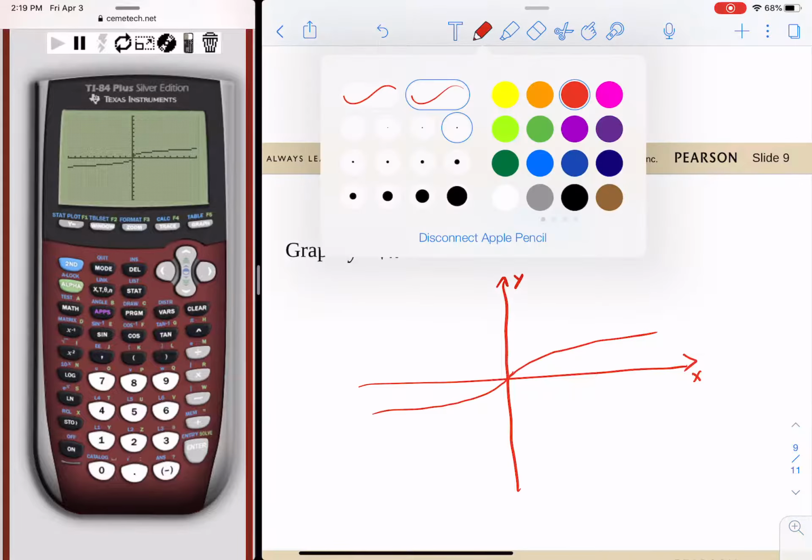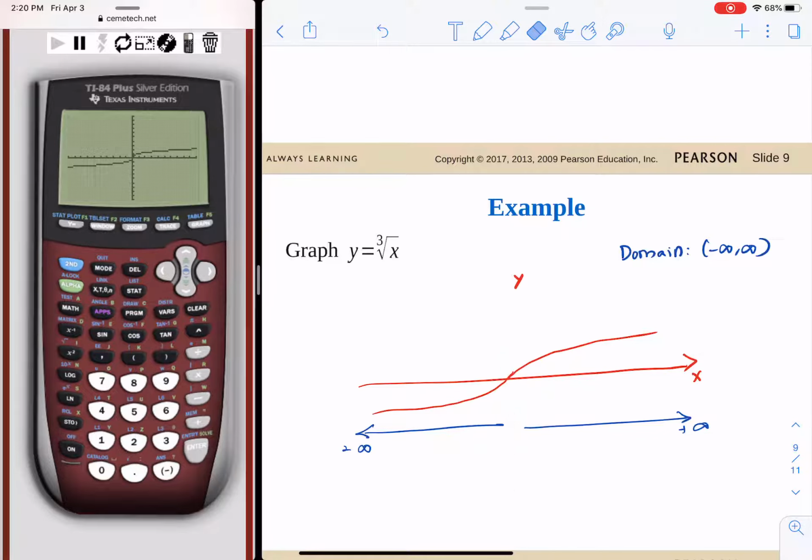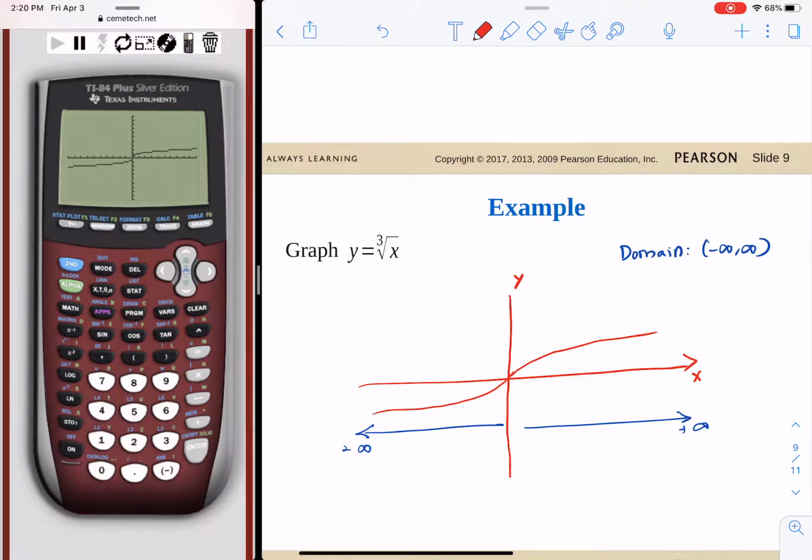So in this case, the domain is defined for all x values, so all the way from negative infinity to positive infinity. So the domain here would be all real numbers. The range is also negative infinity to positive infinity, because we have values along the y-axis on the positive side and the negative side, so the range is negative infinity to positive infinity.